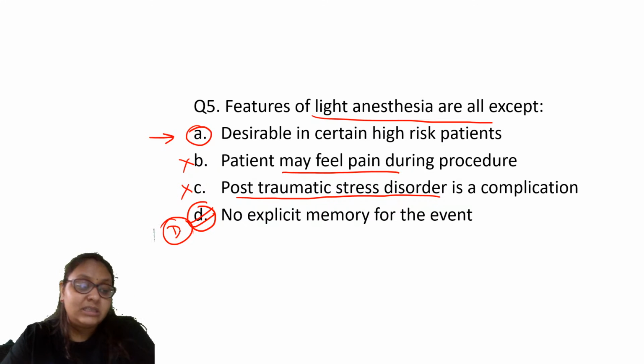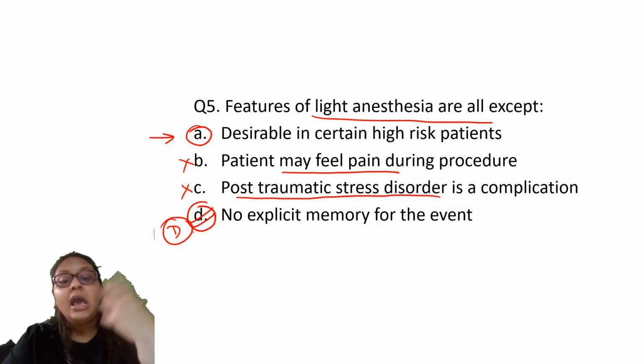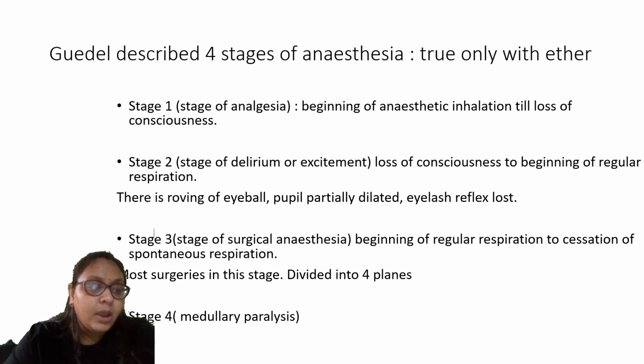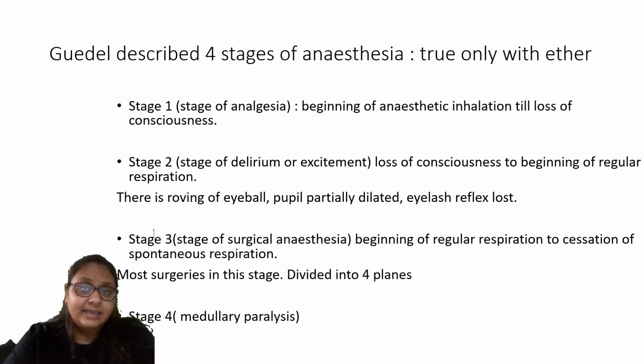That is no explicit memory for the event, because if there is light plane of anesthesia, the patient will be aware and he might have memory for the event. Is it clear? So these are the features of light anesthesia. Okay, now I want to discuss with you the stages of anesthesia.